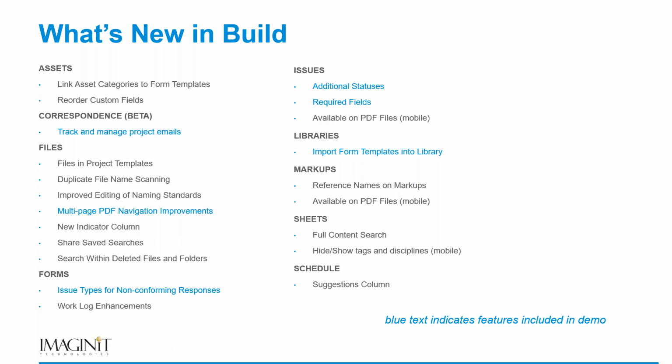We are able to hide and show tags and disciplines now on mobile, which I think is a nice thing. And finally, the last update that I've highlighted for Build is in the schedule, there is a suggestions column that we can add to any schedule items. So basically just some input to suggest a schedule change or a potential schedule change.